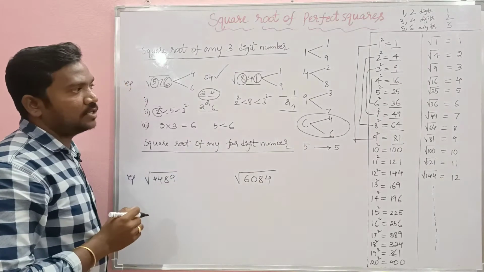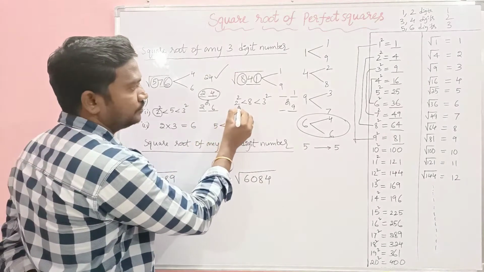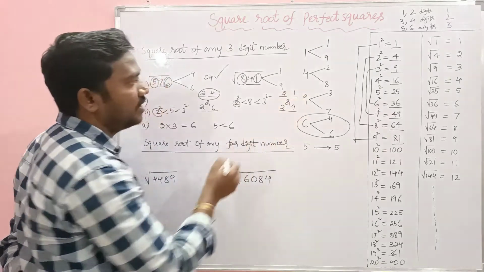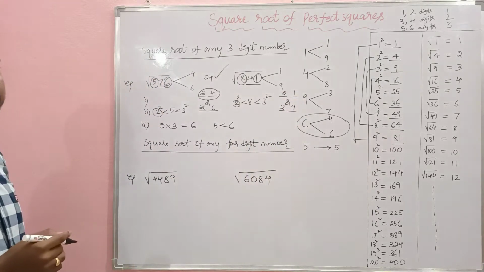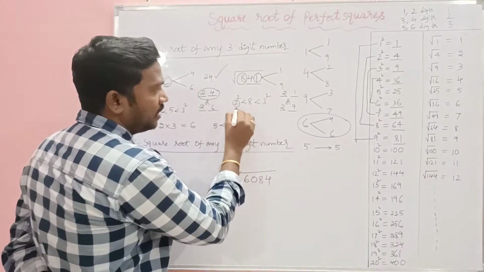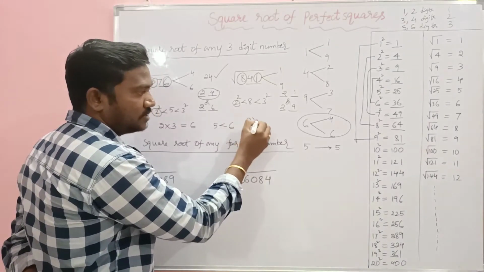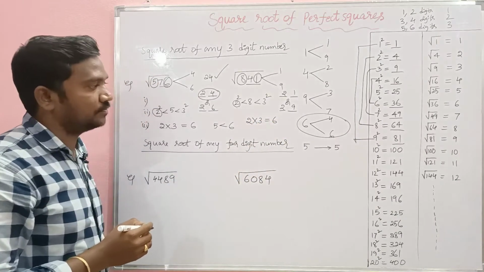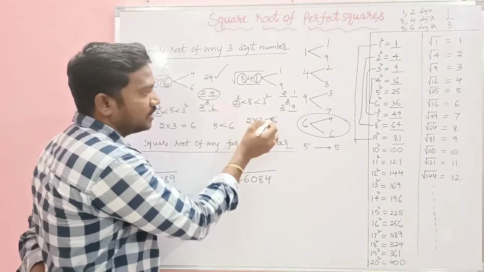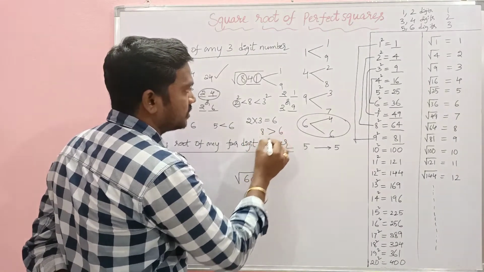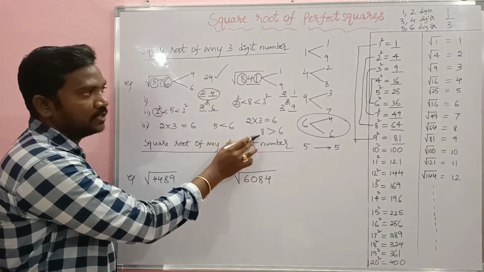Now take the smaller number 2. So the answer is either 21 or 29. Now multiply the number 2 with the consecutive number 3, we get 6 as the answer. Now compare this 8 and 6. 8 is greater than 6.